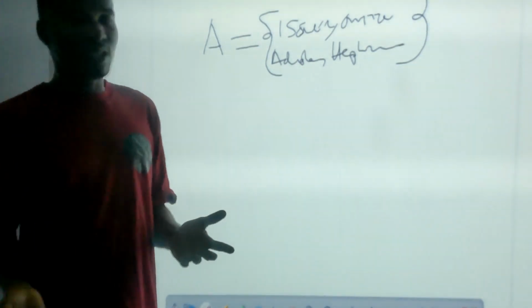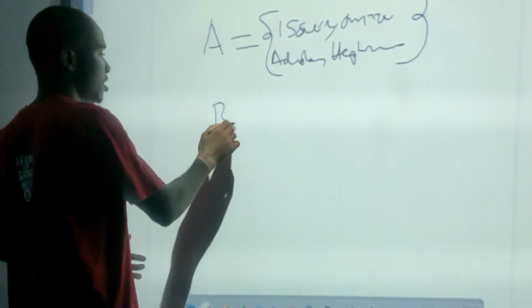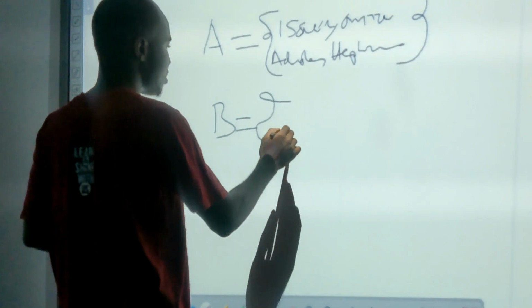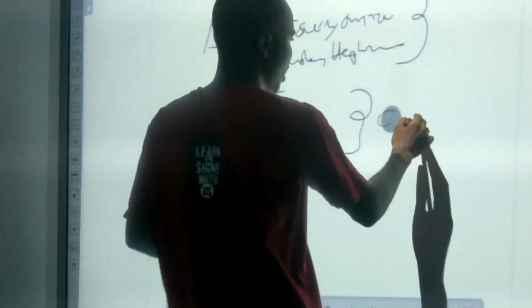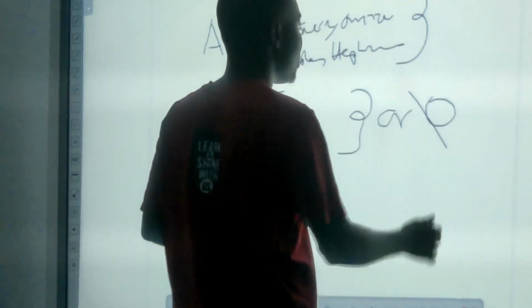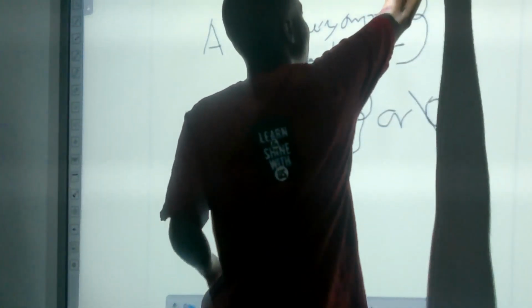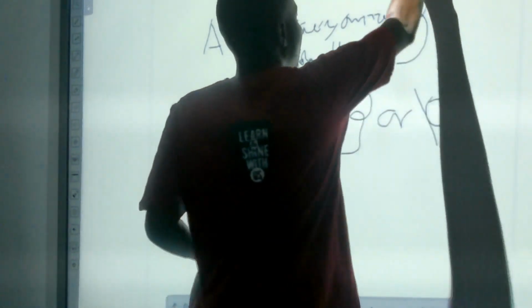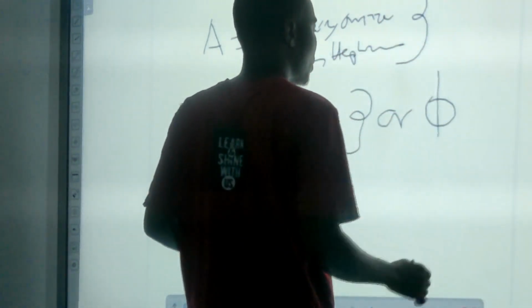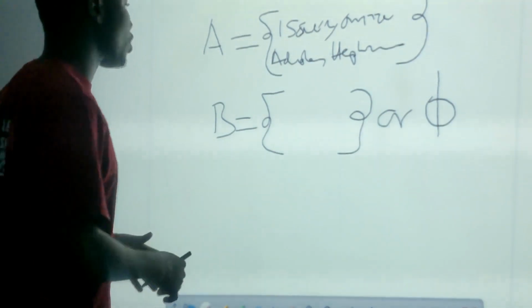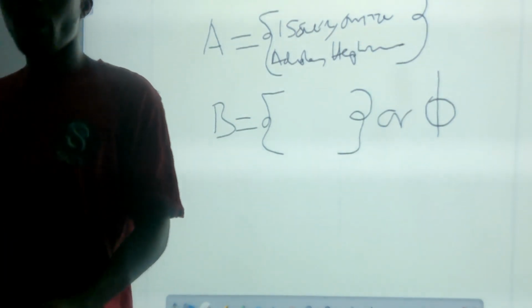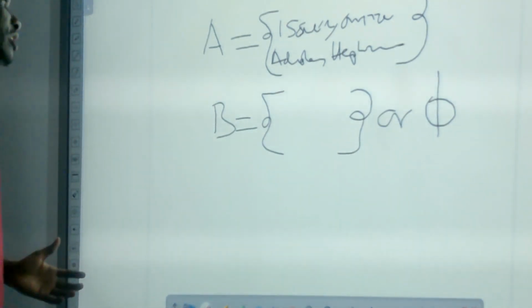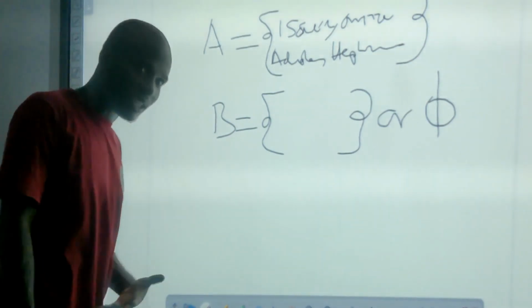Also, we have different types of sets. Like I said, I have set B. Set B is something that does not contain any element, so I can use this symbol to represent set B. This set B will be called an empty set. Set B is an empty set because it does not contain any element.